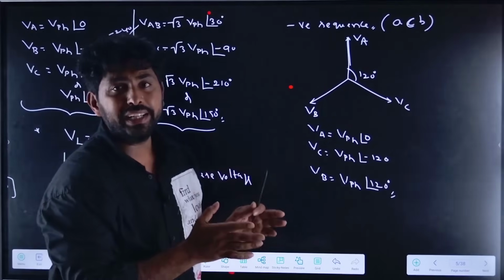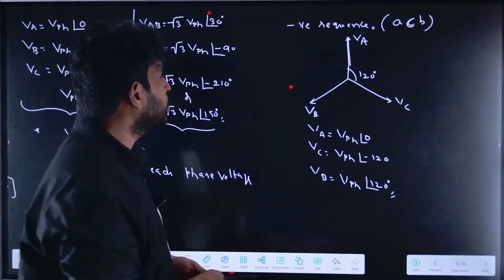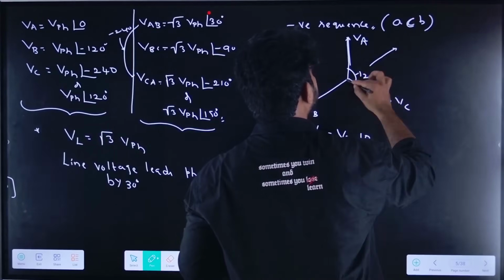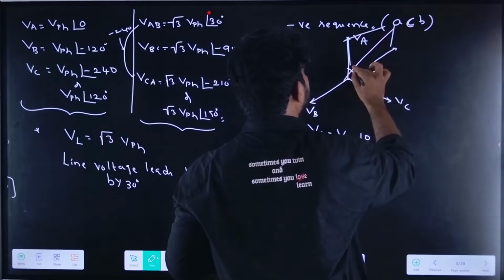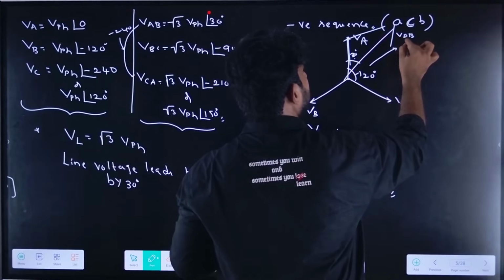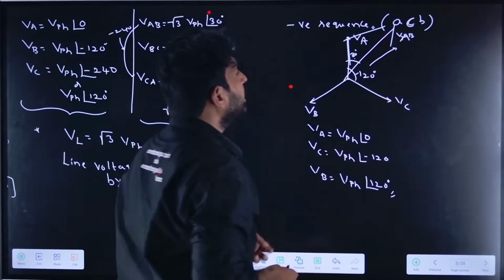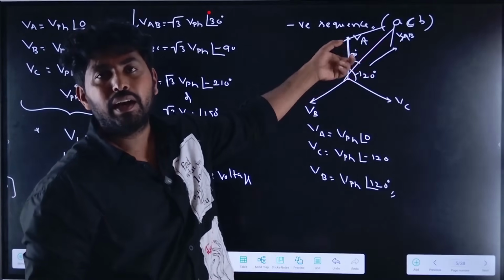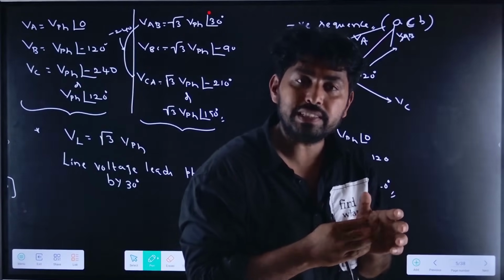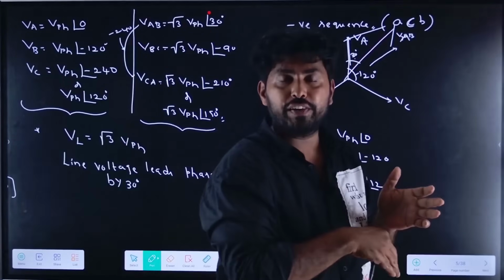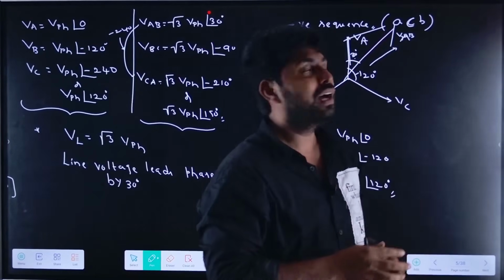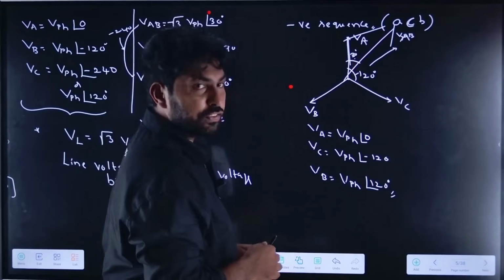Now if I want to find the VAB here, what is the VAB? Minus VB will come here. So if I find the VAB, it will be like this. What will be the magnitude of VAB? Before that, in a positive sequence, the line voltage leads the phase voltage. In a negative sequence, the line voltage lags the phase voltage.